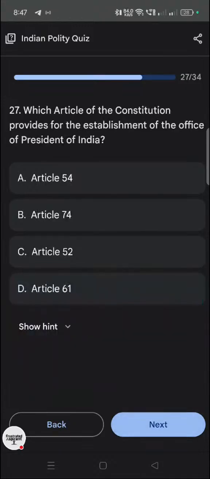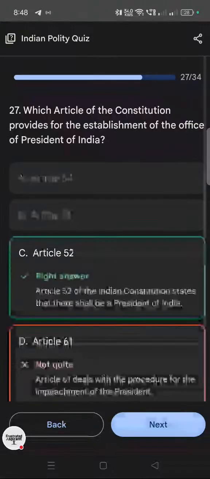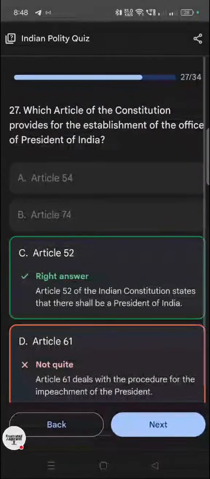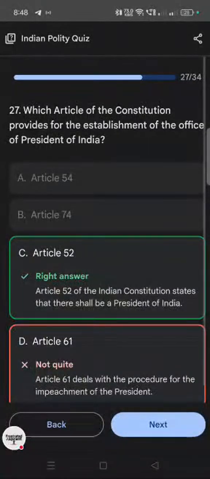Which article of the Constitution provides for the establishment of the office of the President? I think Article 52. Article 52 of the Indian Constitution states that there shall be a President of India.